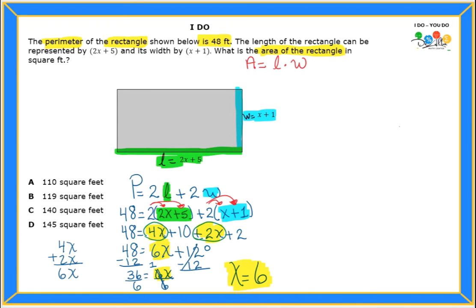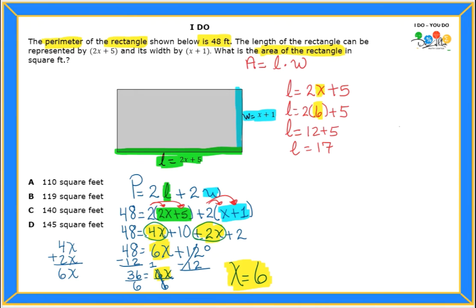We're not close to the area yet. What I need to do next is find the measurement for the length and the width. You can work it out right here on the boxes if you want, or we can do it on the side. It's up to you. I am going to do length equals 2x plus 5, because that's the expression that I'm using for length. I will replace x with a 6 and work it out. That gives me 12 plus 5, and length is equal to 17.